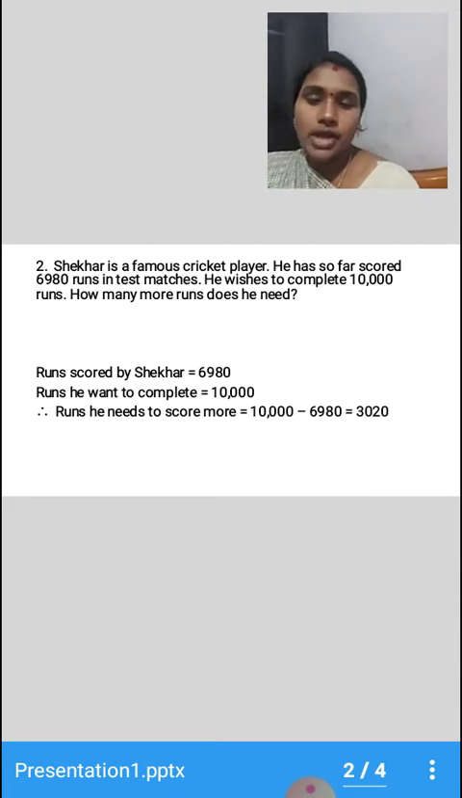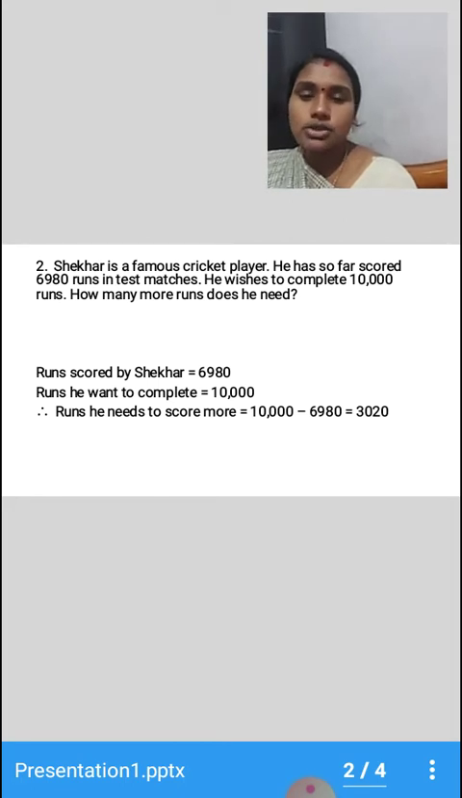So Shekhar is a famous cricket player. He has so far scored 6,980 runs in a test match. He wishes to complete 10,000 runs. How many runs does he need?